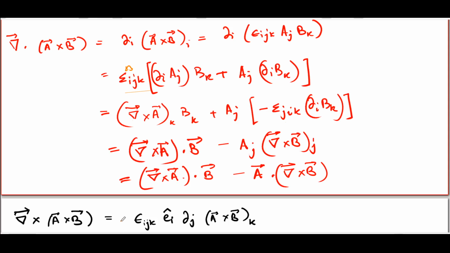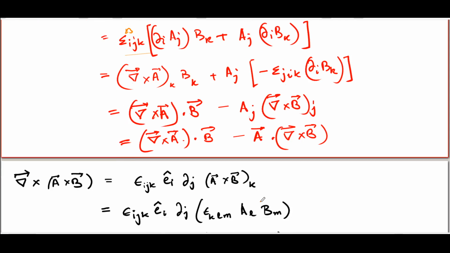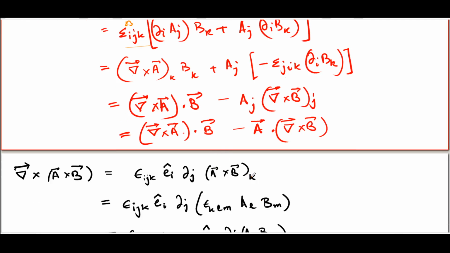Curl of any vector field is epsilon ijk ∂_j, that vector field's kth component. But now, A cross B's kth component has to be written down as epsilon klm A_l B_m. Note that now that I'm introducing new dummy indices, l and m in this case, I have to be very careful not to accidentally choose a dummy index that I have used already. So i, j and k are out. You have to use something else. Of course, here I've used the next two letters of the alphabet.